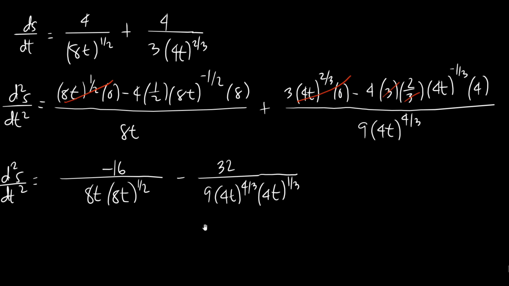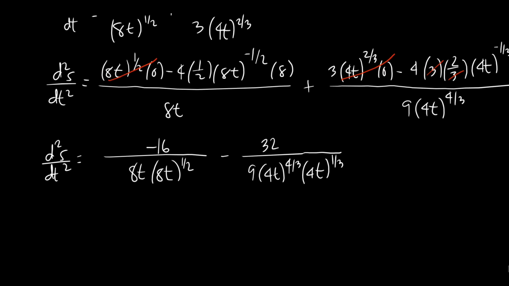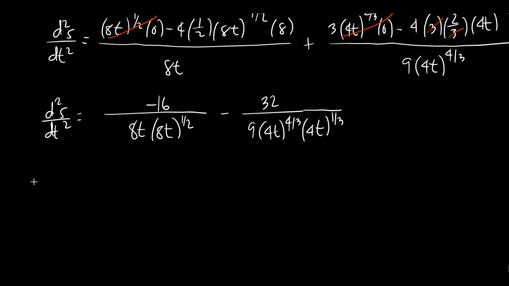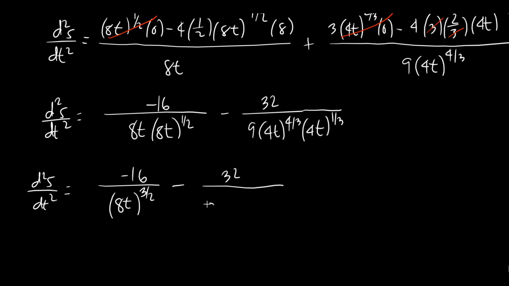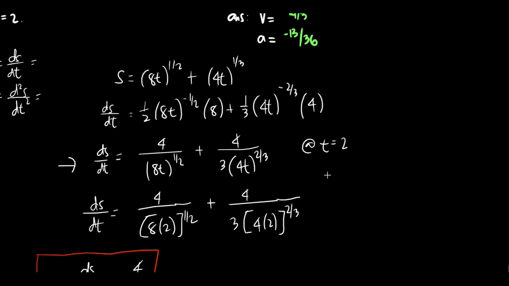Again, we will also simplify this one. We have d squared s all over dt squared is just equal to negative 16 all over 80 raised to the power of, so 1/2 plus 1 is 3/2, minus 32 all over 9 multiplied by 4/3 plus 1/3, so 40 raised to the power of 5 all over 3.